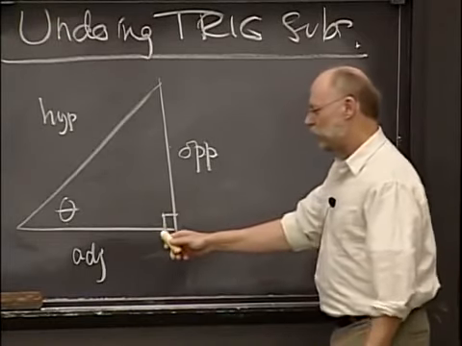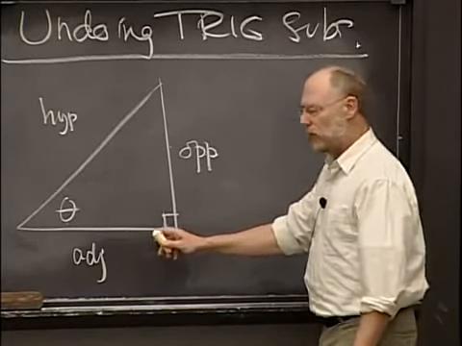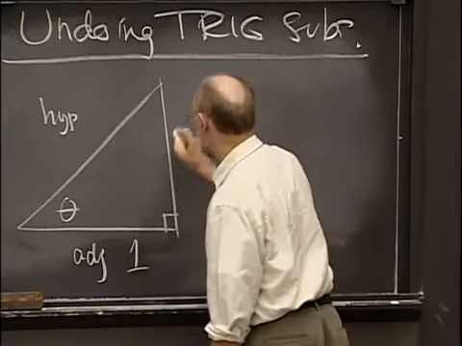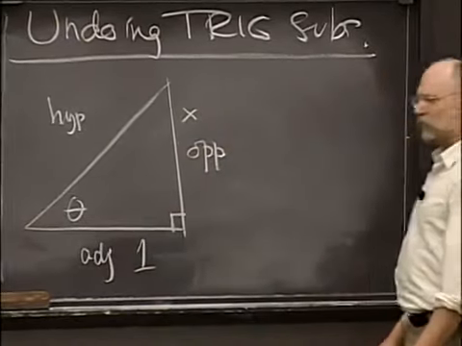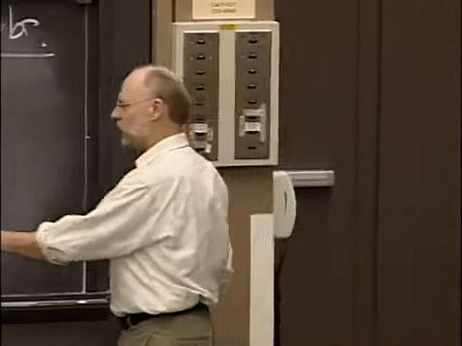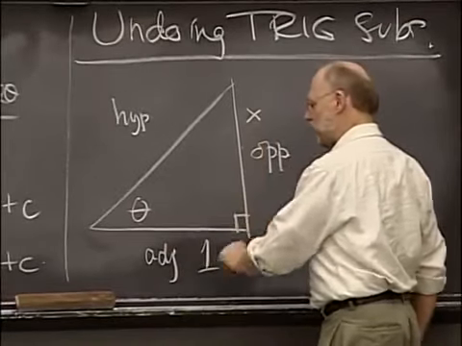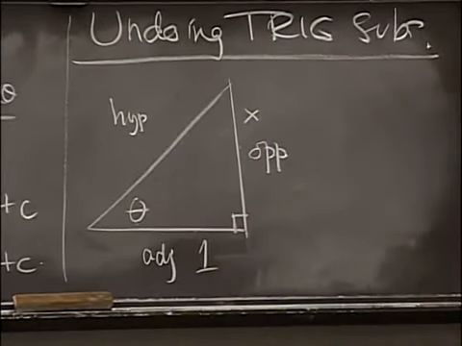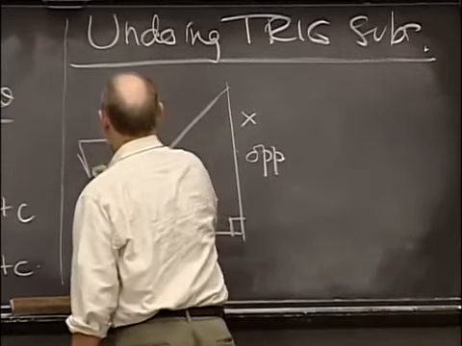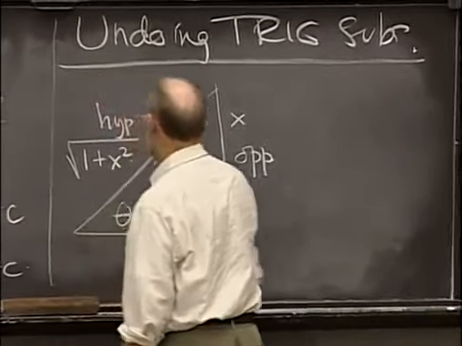There are different ways to do that, but why not just do it in the simplest way and suppose that the adjacent is 1 and the opposite is x? This is correct now, isn't it? I get the correct value for the tangent of theta by saying that the lengths of those are 1 and x. And that means that the hypotenuse has length the square root of 1 plus x squared.